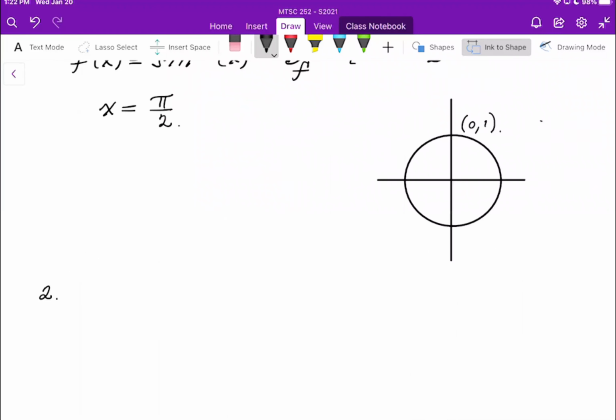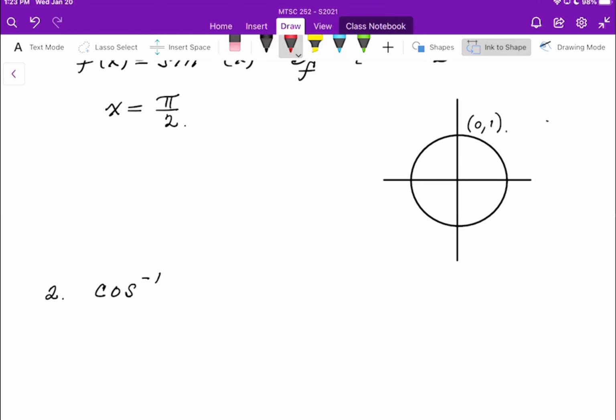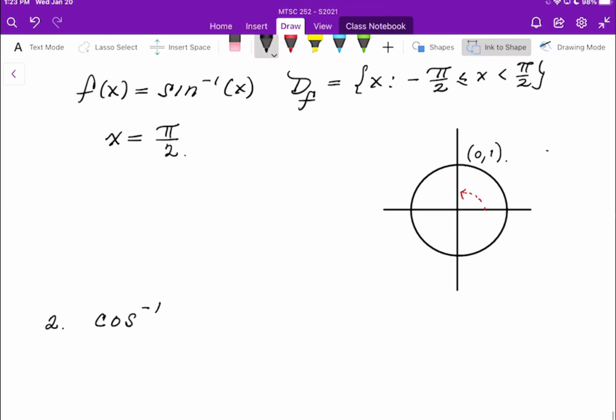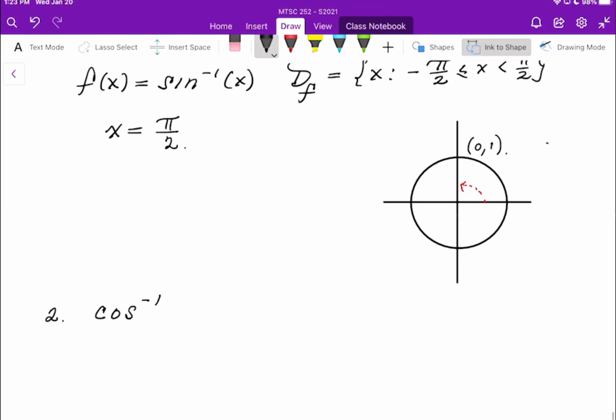So let's try. Pi over 4. It's pi over 2. I don't know why I said pi over 4. It's pi over 2. I don't know where the 4 came out of my mouth. It's pi over 2. This angle right here, that's pi over 2. Thank you for correcting me. Okay, so now I want to solve for x.